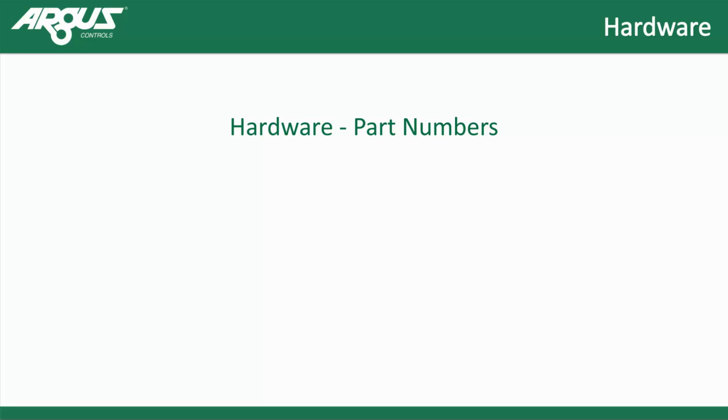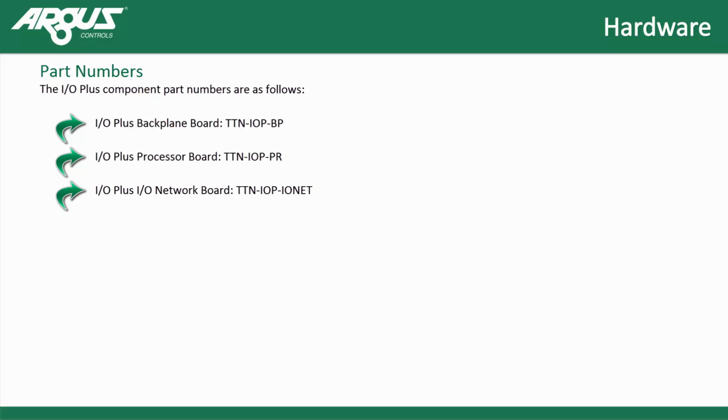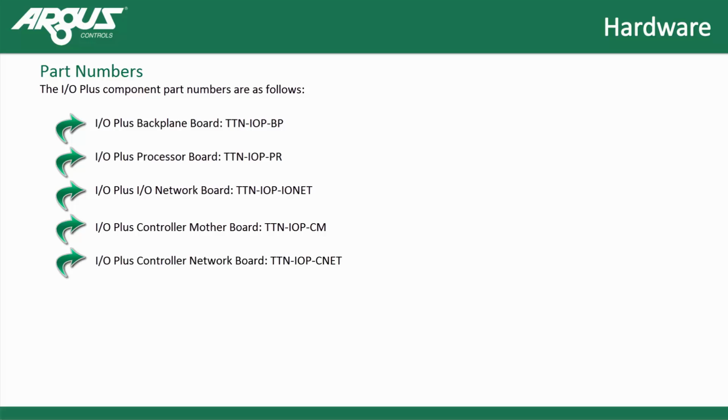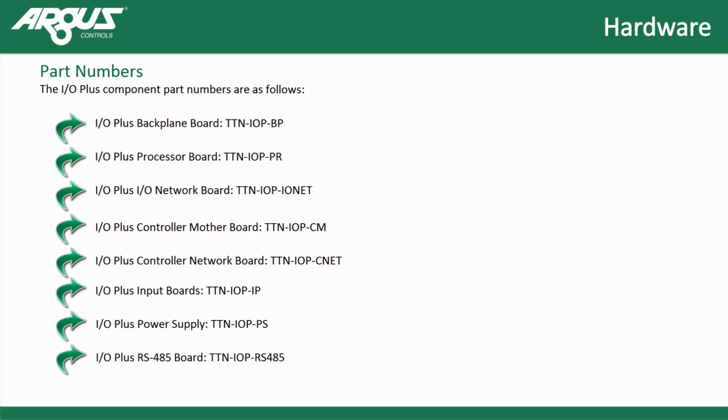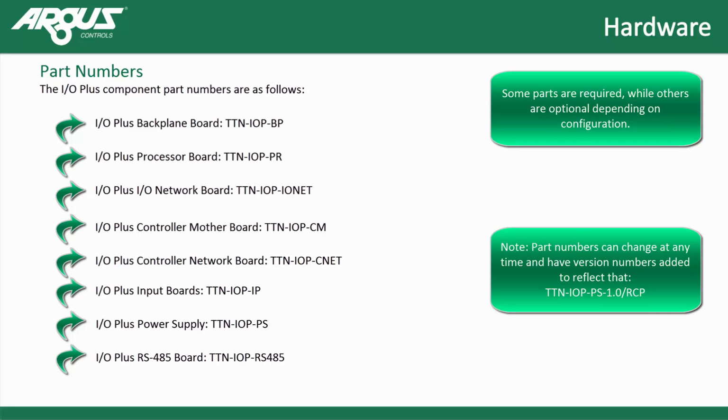Hardware. Part numbers. The I/O Plus component part numbers are as follows: I/O Plus backplane board, I/O Plus processor board, I/O Plus I/O network board, I/O Plus controller motherboard, I/O Plus controller network board, I/O Plus input boards, I/O Plus power supply, I/O Plus RS-485 board. Some parts are required while others are optional depending on your configuration. Please note the part numbers can change at any time and have version numbers added to reflect that.